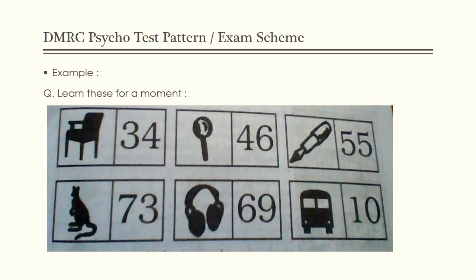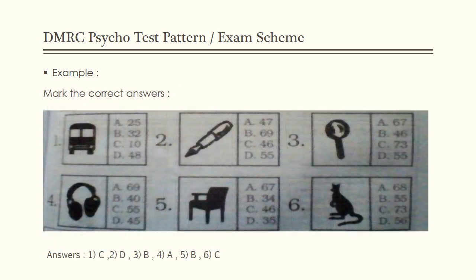Learn this picture for a moment. You can do it by some tricks: the chair shown has 3 legs and it should have 4, so you can remember 34 for chair and 46 for key. If you need to buy a pen, you should have 55 rupees, that kind of trick.